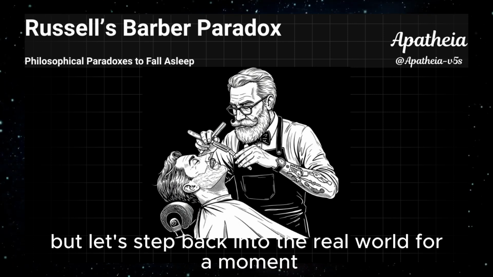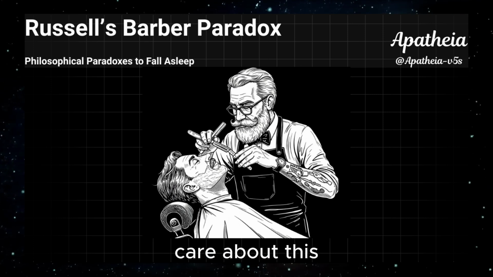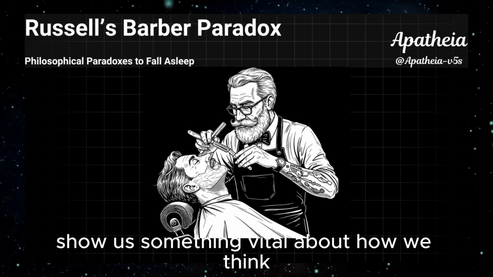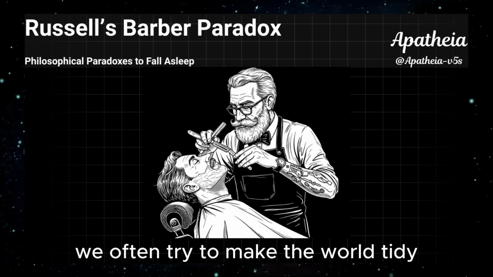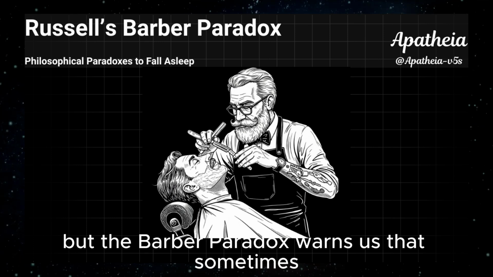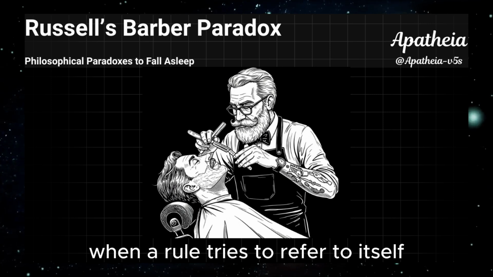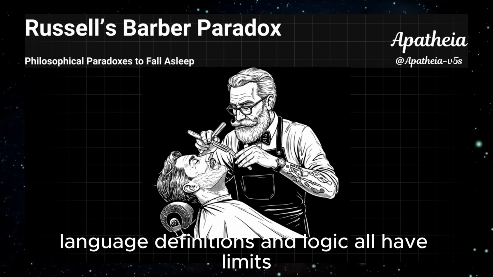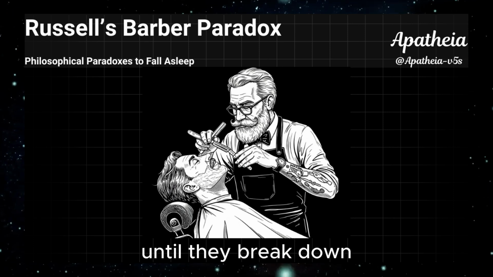But let's step back into the real world for a moment. Why should anyone who isn't a mathematician or logician care about this? Because paradoxes like this one show us something vital about how we think and how we define things. We often try to make the world tidy, putting things into neat categories. But the Barber Paradox warns us that sometimes the categories themselves are flawed. When a rule tries to refer to itself, we have to be careful. Language, definitions, and logic all have limits, and when we ignore those limits, we can end up with systems that look perfect until they break down.